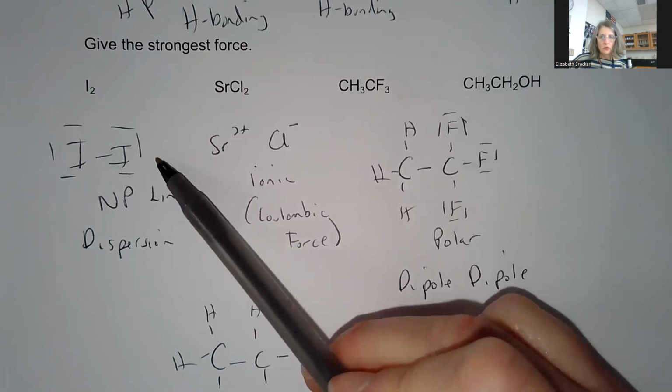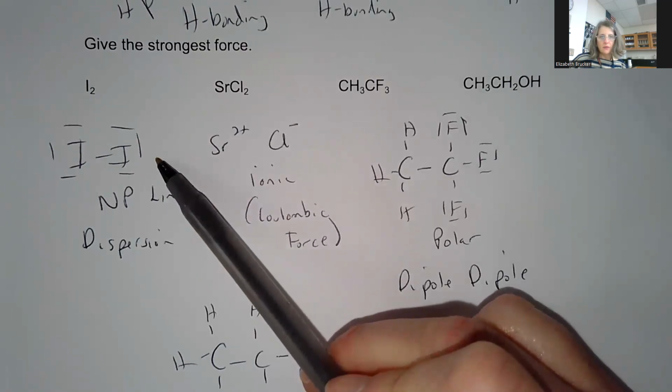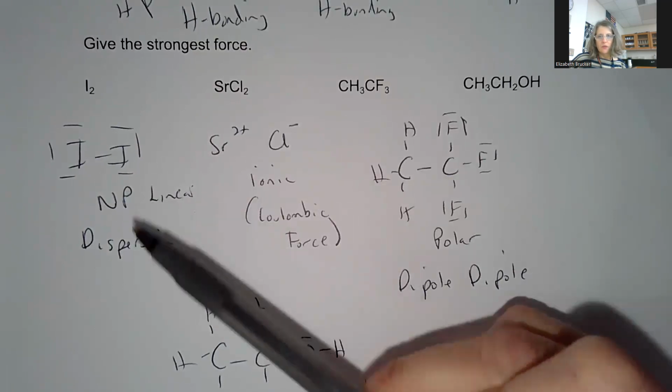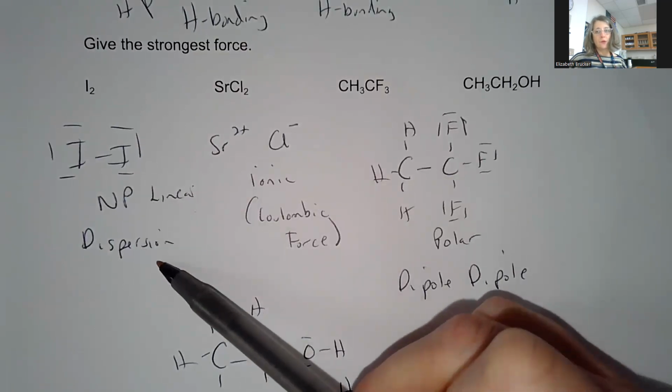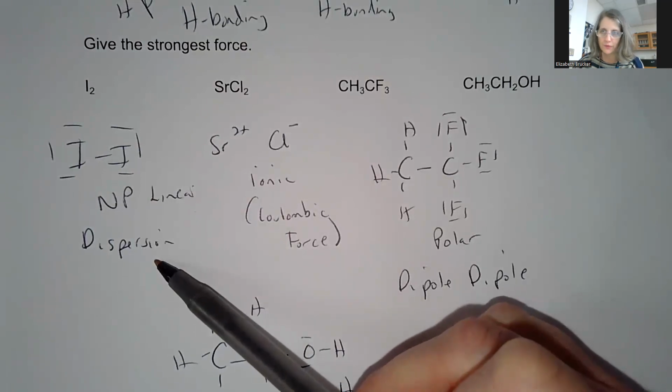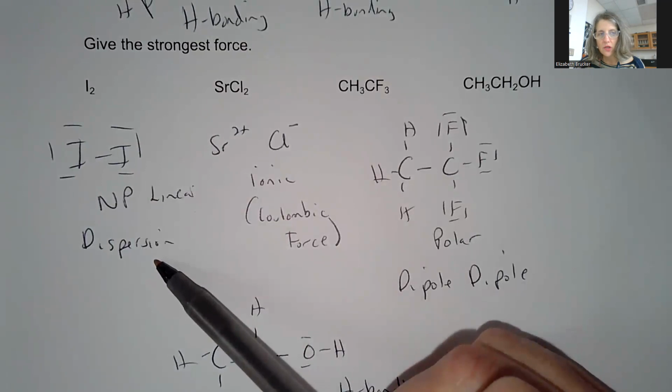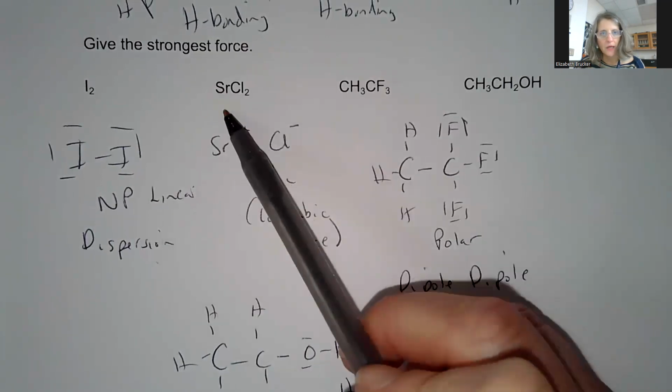So I2 is a covalently bonded molecule. You would classify it as linear, non-polar. So the only forces it has are the dispersion forces. That is the lowest force. It is the force that all molecules have. So that is the strongest for I2.